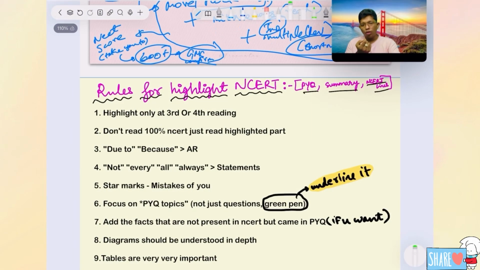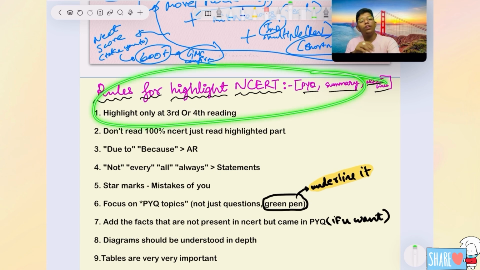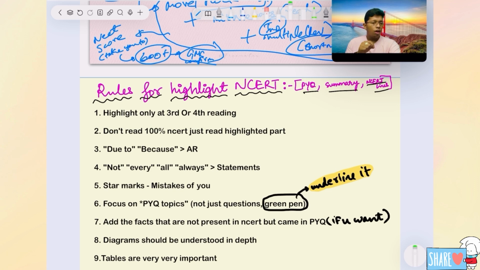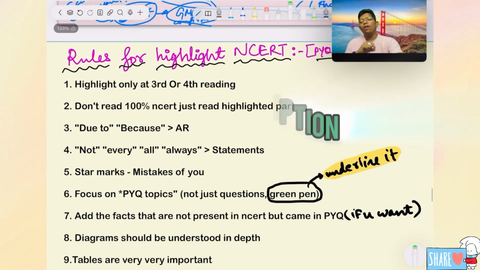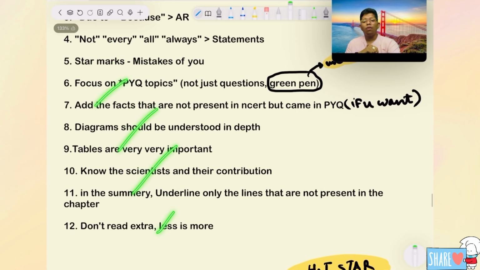Before that, I want to say one thing: highlight the NCERT. I am not going to explain this here because I have explained everything in detail in a video, which you can find in the description. Definitely you should watch it. In that I have said everything; I studied everything in points, wrote it, and explained it very detailedly.